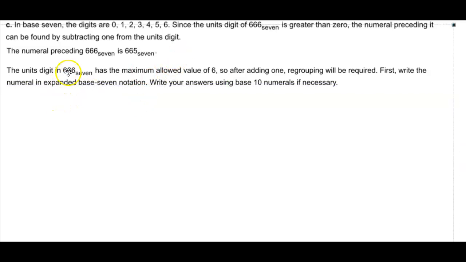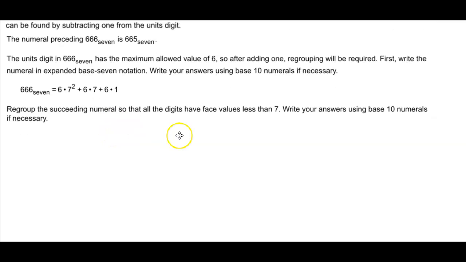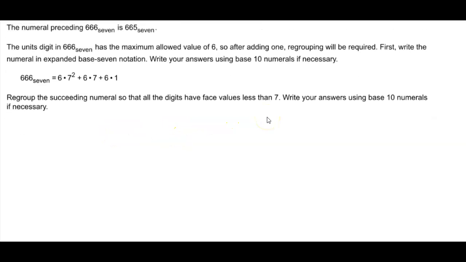Now, the units digit in 666 with a base of 7 has the maximum allowed value of 6. So after adding 1, regrouping will be required. So first, write the numeral in expanded base 7 notation, and then write your answers using base 10 numerals if necessary. So 666 with a base of 7 is equal to 6 times 7 squared plus 6 times 7 plus 6 times 1. Now we're going to regroup the succeeding numeral so that all the digits have face values less than 7. And so write your answers using base 10 numerals if necessary.